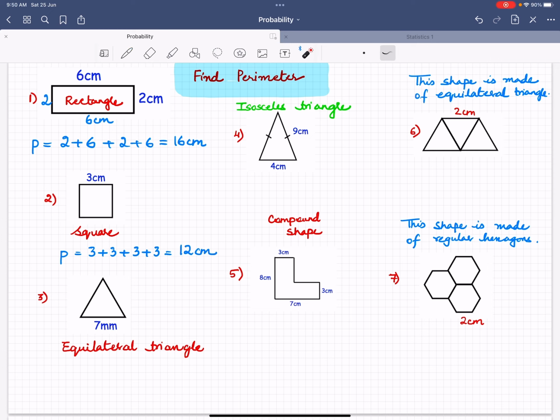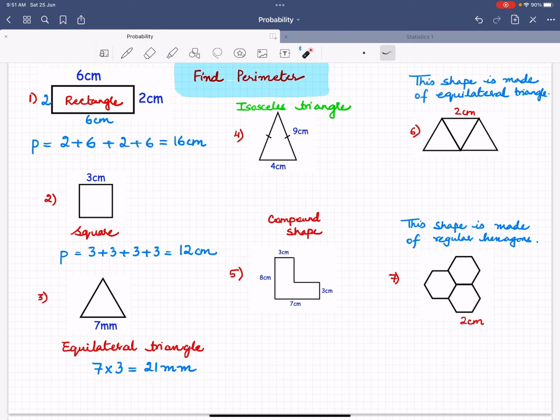Moving on to question number 3. In question number 3, we are given an equilateral triangle. In an equilateral triangle, the lengths of all sides are equal. So if one side is given as 7 centimeters, the length of the two unknown sides is also 7 centimeters. Hence, we can find the perimeter by multiplying 7 by 3. 7 times 3 is equal to 21. So the perimeter is 21 millimeters.